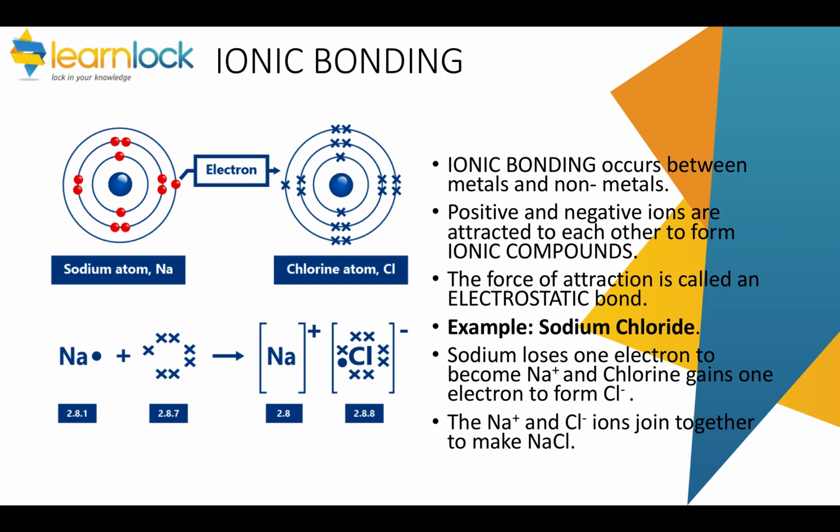A really common example of ionic bonding is sodium chloride. If you look at this picture here, you have sodium with 1 electron in its outer shell, and you have chlorine with 7 in its outer shell. So what happens is chlorine gains an electron from sodium. So sodium loses an electron and gives it to chlorine. By sodium losing an electron, it becomes positive. By chlorine gaining 1 electron, it becomes negative. These positive and negative ions then join together to form sodium chloride, or NaCl.